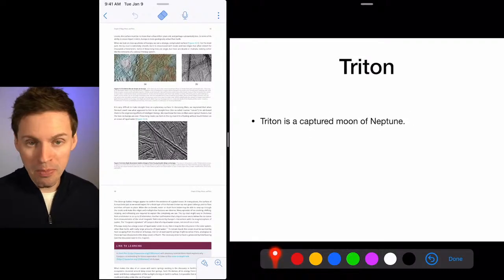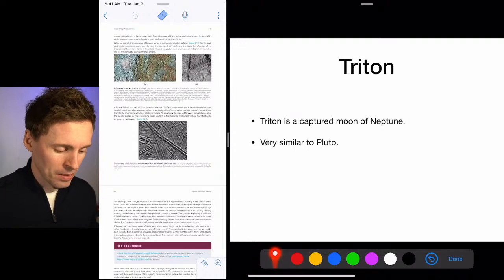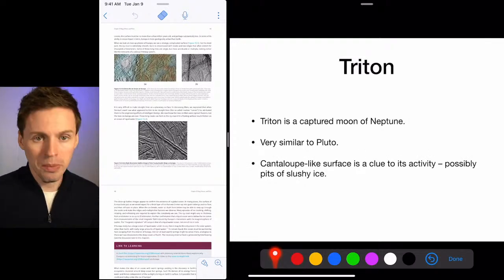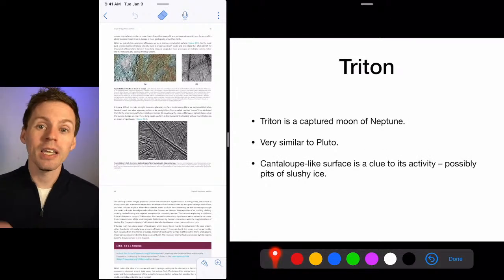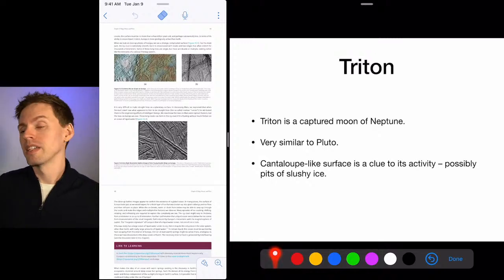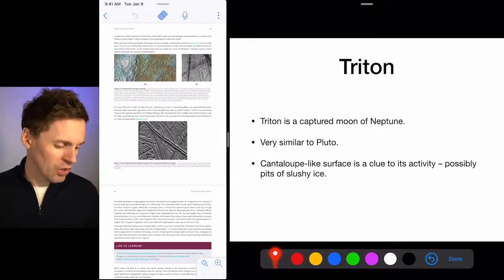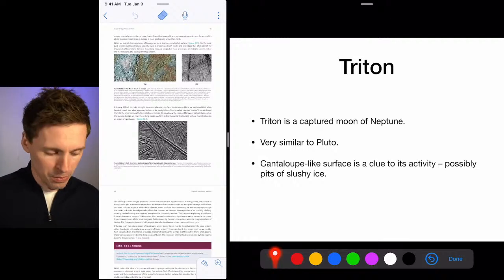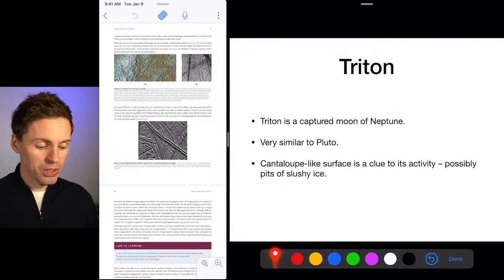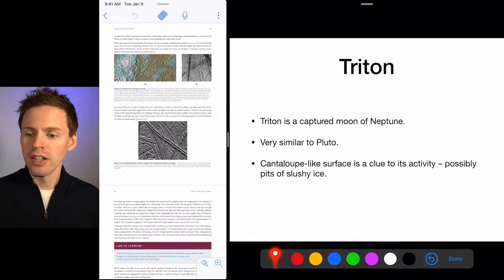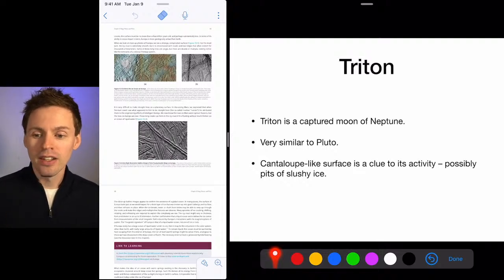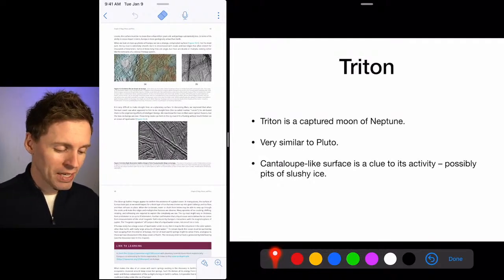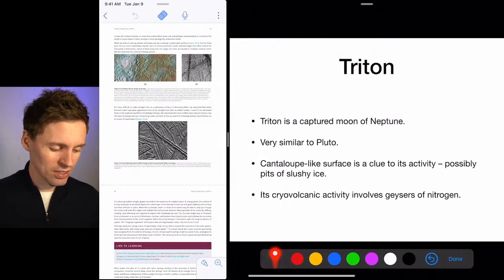It's what we call a captured moon of Neptune. It's very similar to Pluto. So we imagine like a Kuiper Belt object came in maybe, or something in the asteroid belt went out. Don't know where exactly it came from yet, but probably from the Kuiper Belt. Okay, so it's very similar to Pluto. It has a cantaloupe-like surface. That's a clue to its activity. It's got pits of slushy ice on its surface.